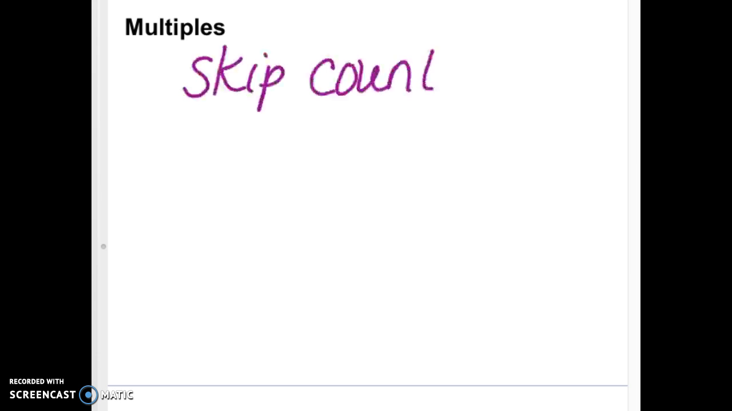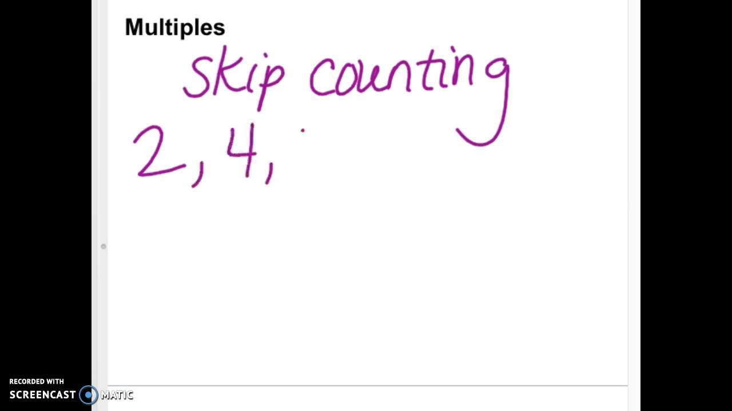So when we talk about multiples, we're talking about skip counting. So if I said find all the multiples of 2, you're going to count by 2's. There are always lots of multiples because we can keep counting forever.